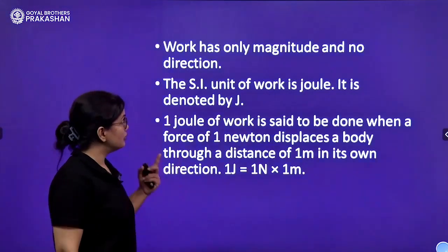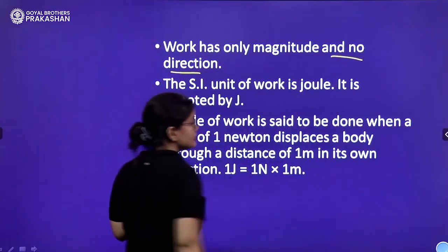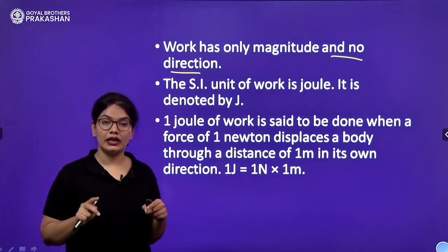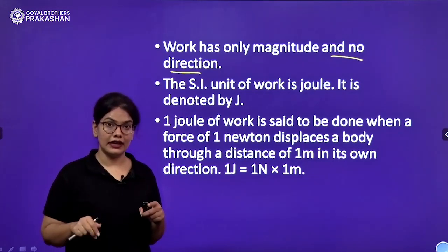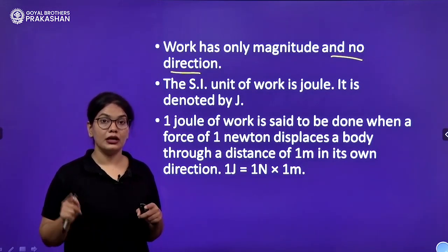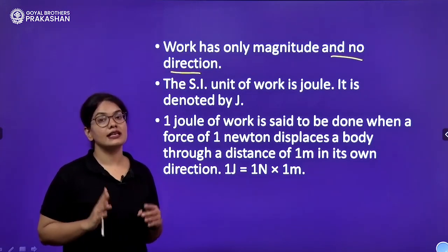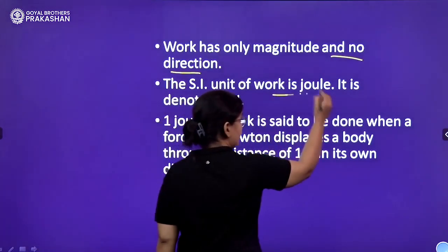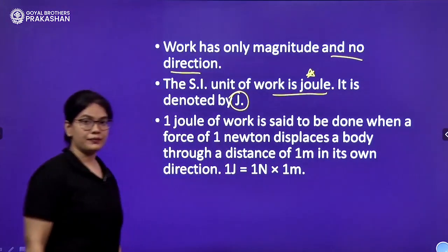Next point is work has only magnitude and no direction. Very important. See, force is a vector. Force will have direction and will have magnitude. Displacement is a vector. It will have direction, it will have magnitude. But work, which is a product of force and displacement, is a scalar. Okay. Now the SI unit of work is joule. Very important. It is denoted by capital J.